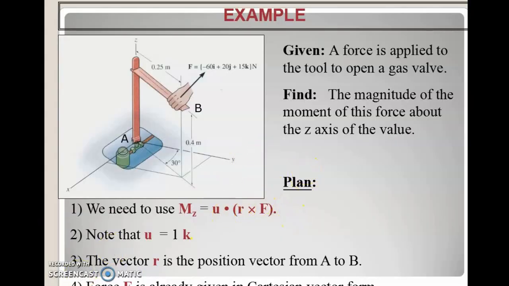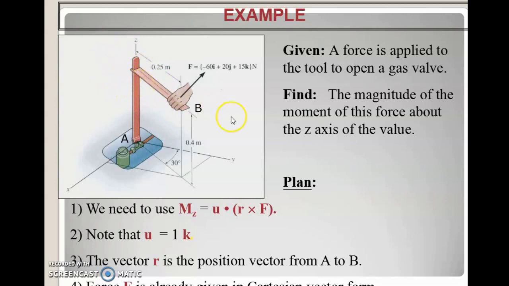Now let's do some examples here. Let's say we are given a machine like in this picture. A force is applied to the tool to open the gas valve. This is your valve, and you want to open it using the tool here. So this is your force, and this is your line of action. The moment direction is supposed to be this way, because it rotates a bit slanted.